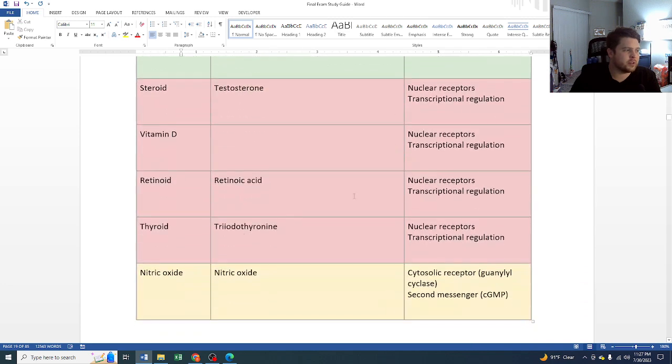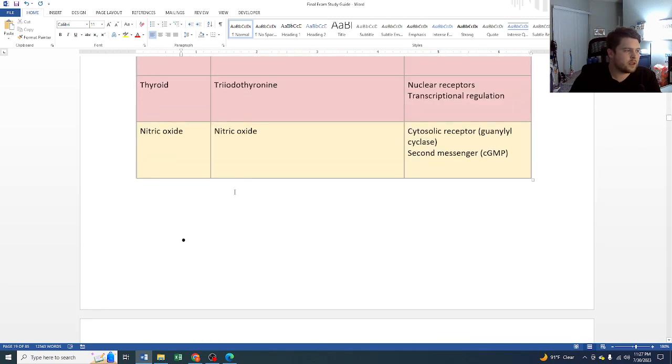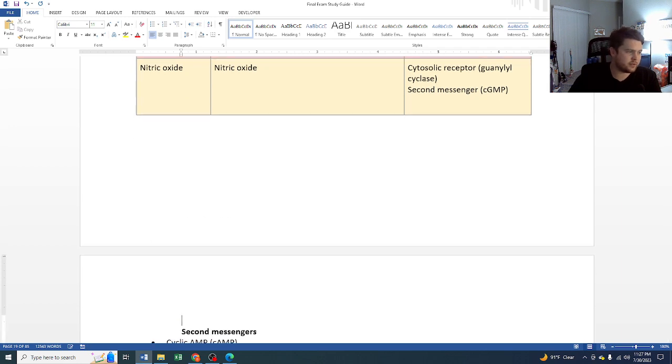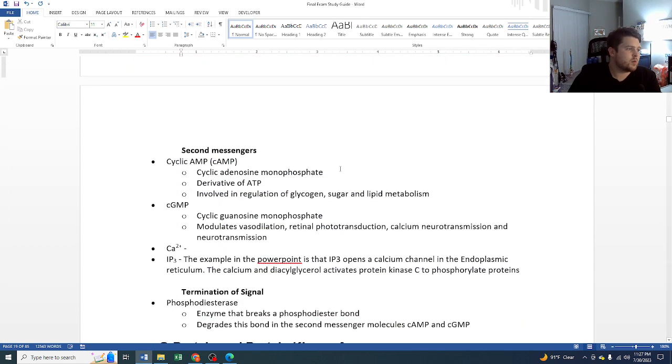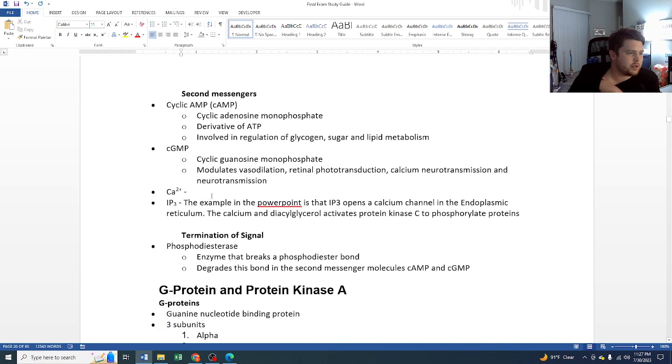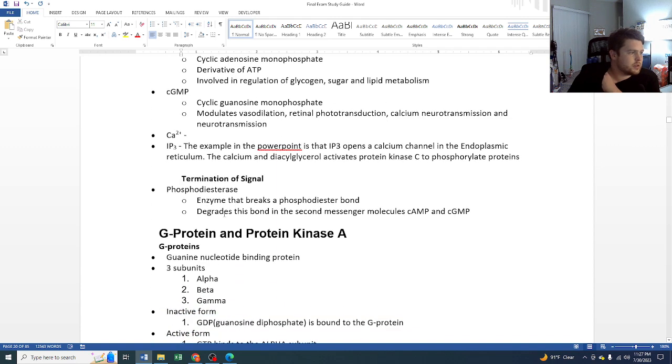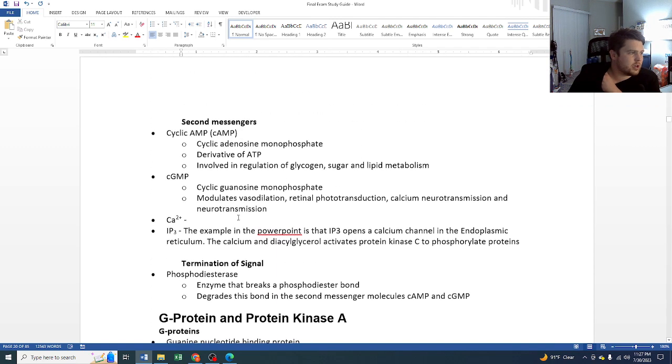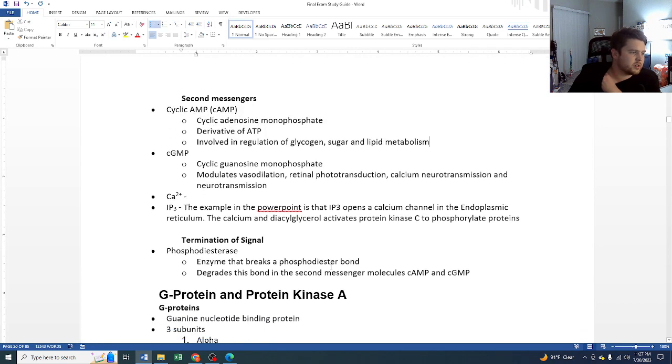I recommend reviewing those, where they're found and where they're located, all that sort of good stuff. We have some second messengers: cyclic AMP, cyclic GMP, calcium, IP3, etc. A lot of these, mostly the cyclic AMP, we'll talk about when we talk about the G protein coupled receptors.